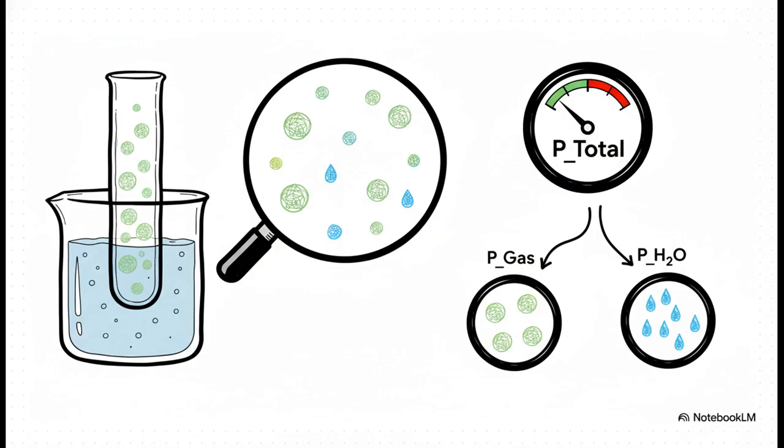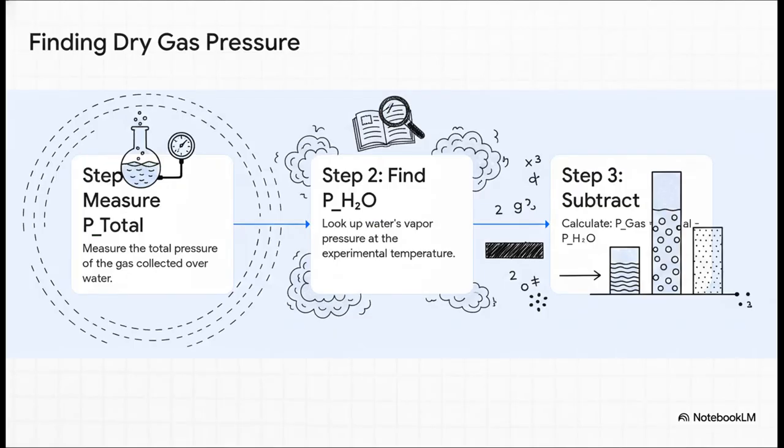When you bubble the gas you made in a reaction through water into a container, that container doesn't just have your product gas in it. It's also got water vapor mixed in. So the total pressure you measure is actually the pressure of your gas plus the pressure of that pesky water vapor. To figure out how much product you really made, you have to find its pressure alone. So, how do we do that?